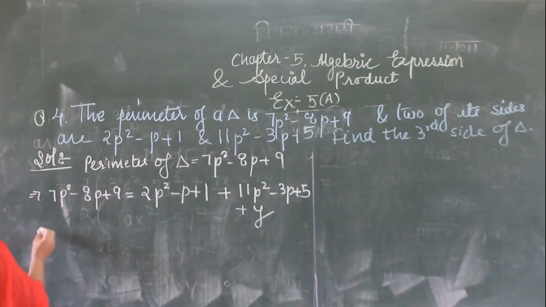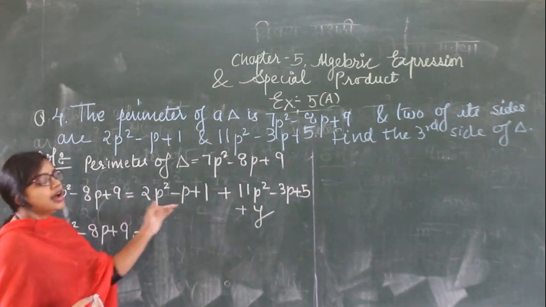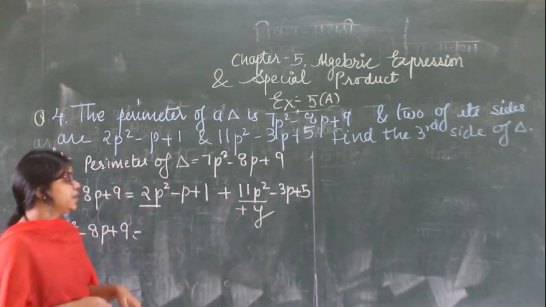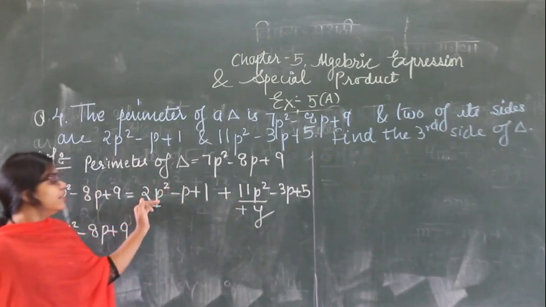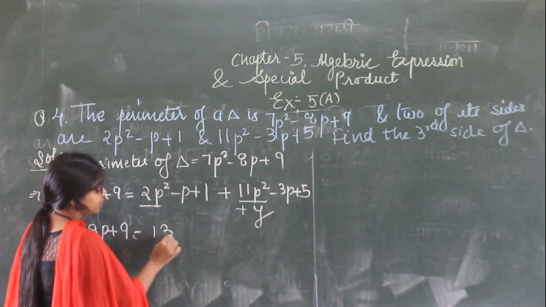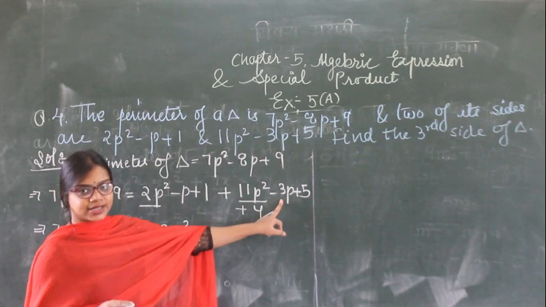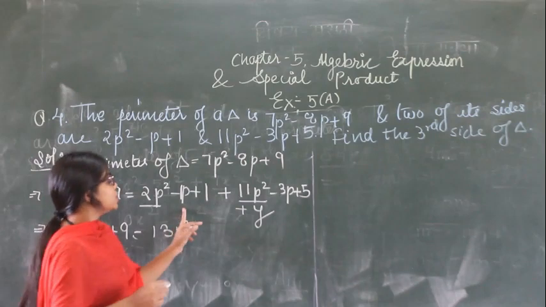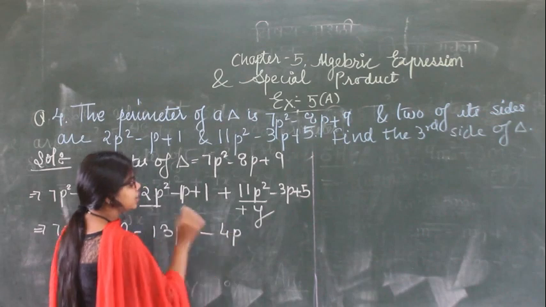So let's solve this. This will be 7p squared minus 8p plus 9. Here also we will simplify the right hand side. This is 2p square and 11p square. 2p square plus 11p square, because plus plus is plus only. So 11 plus 2 is 13, 13p square. What is given to you? Minus p minus 3p. So minus minus is plus. Nothing is there, means 1 is there. So 1 plus 3 is 4. So this will be minus 4.